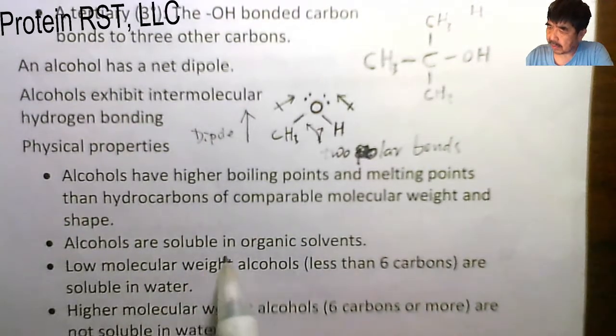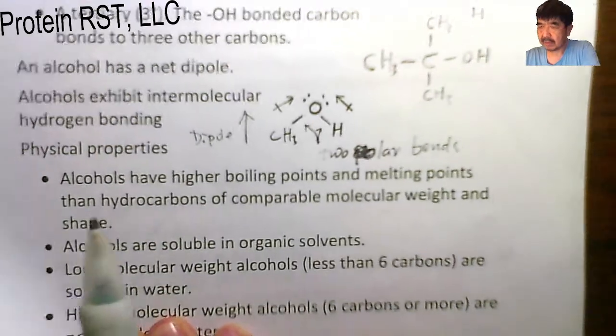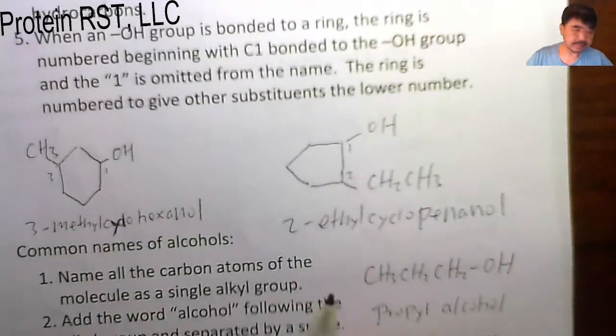Alcohols are soluble in organic solvents. Low molecular weight alcohols, less than 6 carbons, are soluble in water. High molecular weight alcohols, 6 carbons or more, are not soluble in water. This is the physical properties of alcohol.